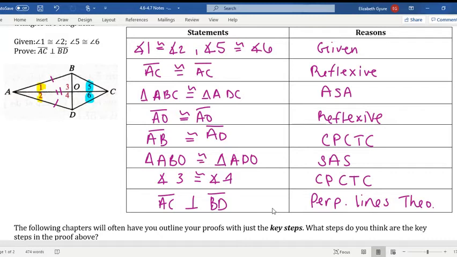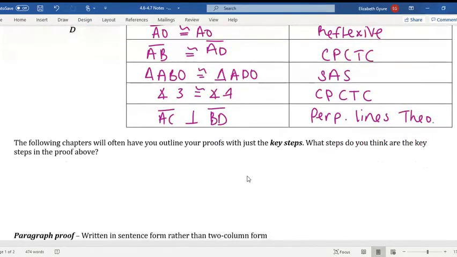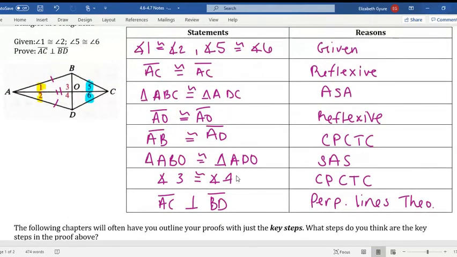There's a short portion of always, sometimes, never. Yes. Okay, so you guys are going to be happy about this part. The following chapters will often have you outline your proofs with just the key steps. So there is now going to be a few different types of ways to present your proofs. First of all, we can still have our traditional 2-column proofs. Those are still going to occur, which need to be nice and detailed. But sometimes you're just going to be asked for key steps. And key steps, well, let's take a look.